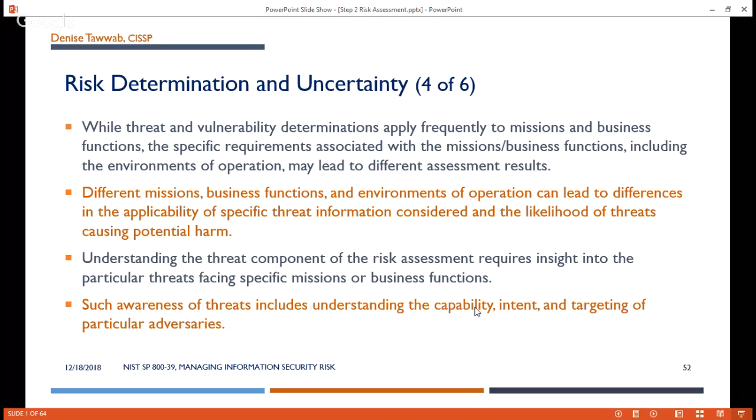We're still talking about risk determination and uncertainty. Different missions, business functions, and environments of operation can lead to differences in the applicability of specific threat information considered and in the likelihood of threats causing potential harm. Understanding the threat component of the risk assessment requires insight into the particular threats facing specific missions or business functions. Such awareness of threats includes understanding the capability, intent, and targeting of particular adversaries.